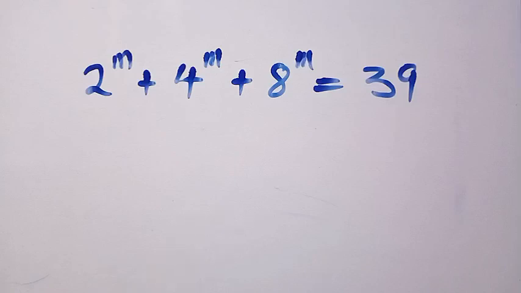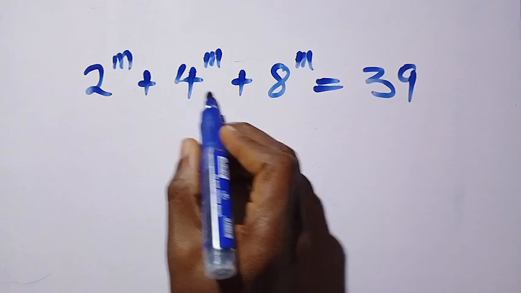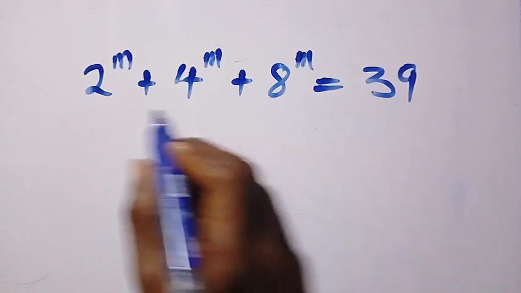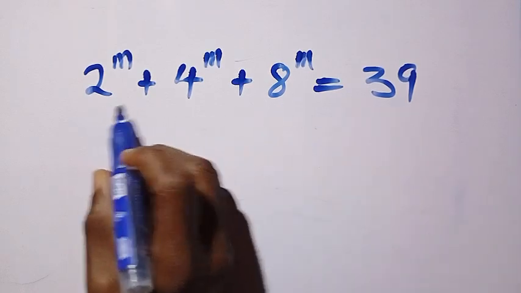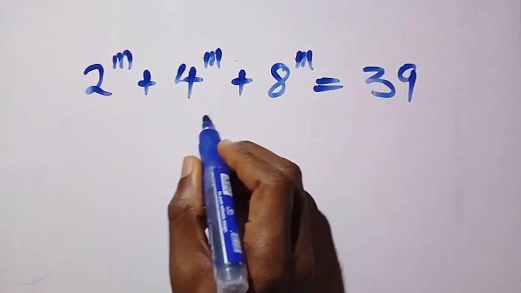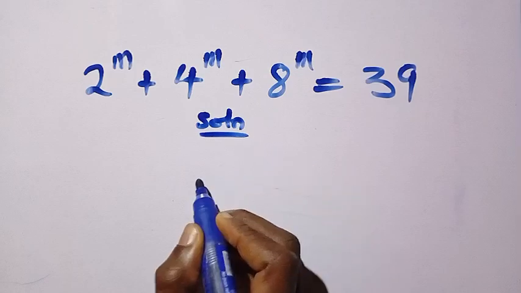Here we have an interesting exponential equation: 2 power of m plus 4 power of m plus 8 power of m equals 39. What is the value of m that makes this equation true? Let's see how we can solve this beautifully. Let's consider the solution here first.